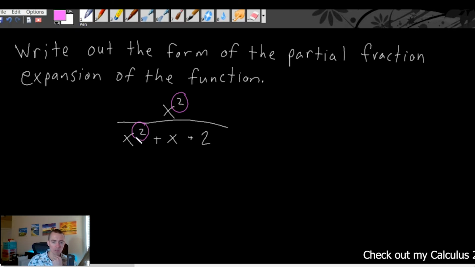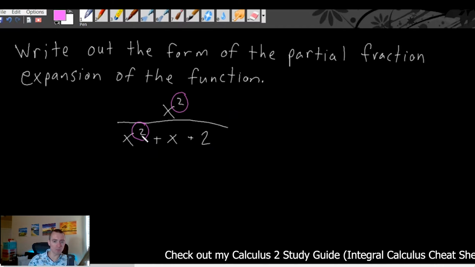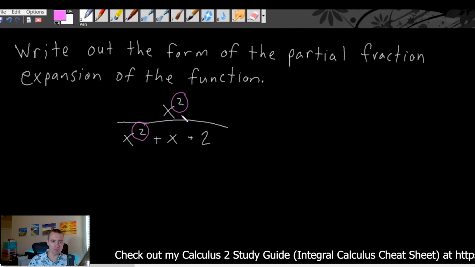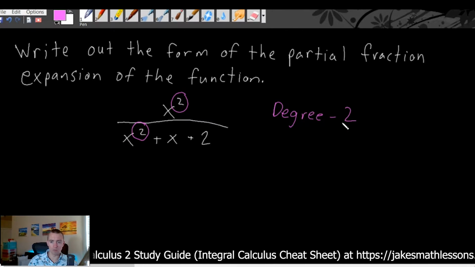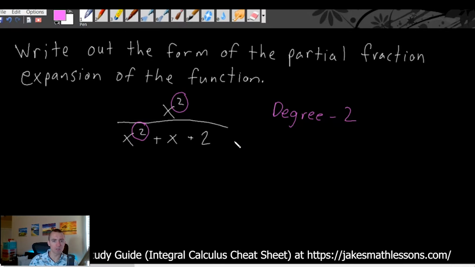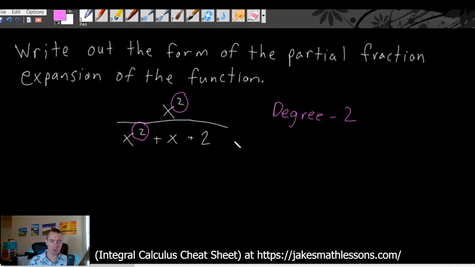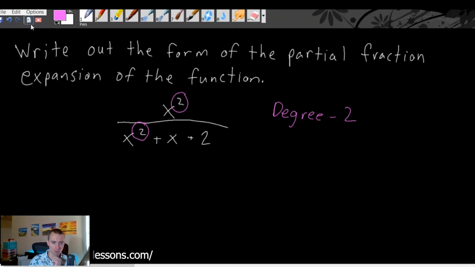Same thing with the bottom. We have an x squared term, we have an x term, and we have a constant term. The highest power of x is 2. So both the top and the bottom of this fraction, the numerator and the denominator, are degree 2. So since the top and the bottom of our fraction have the same degree, that tells us that we want to start this out by applying long division of polynomials.